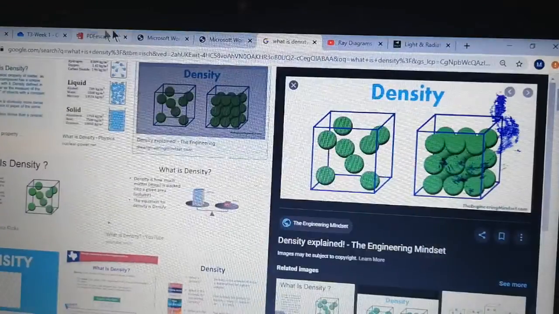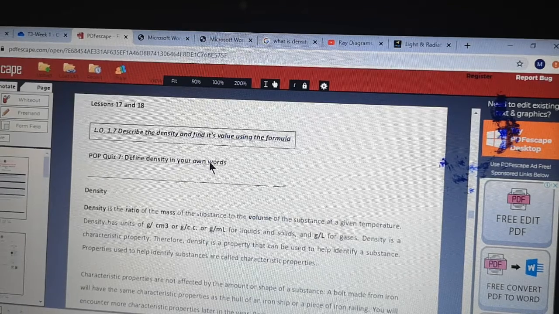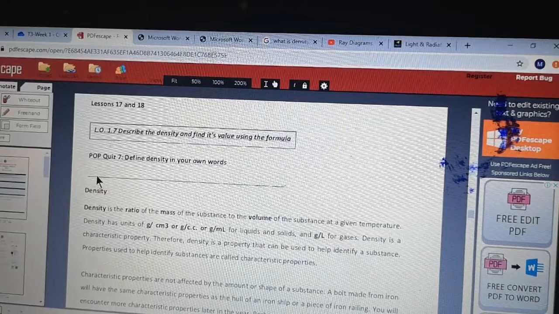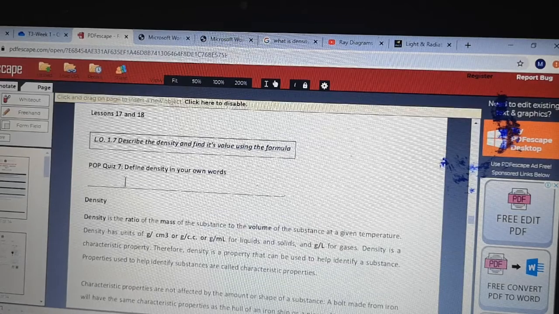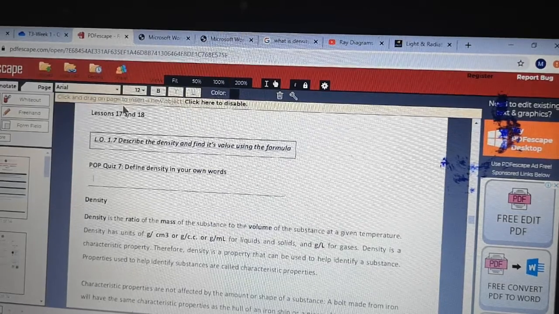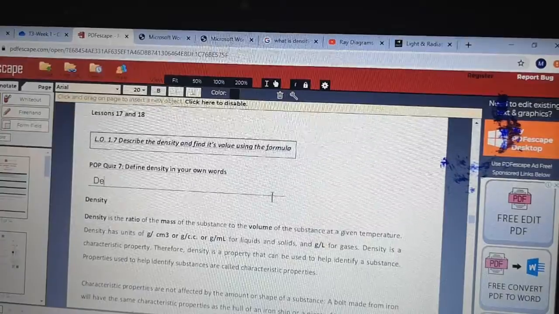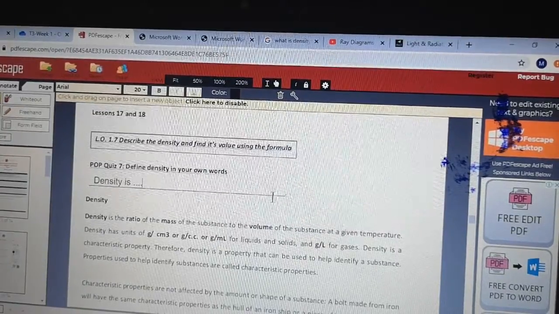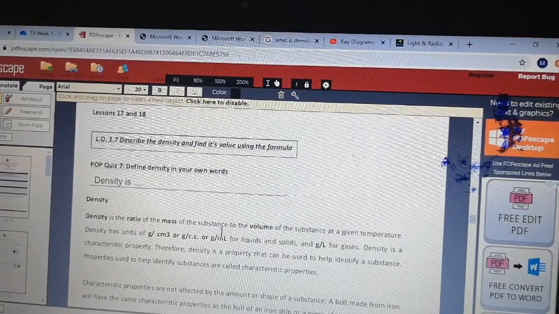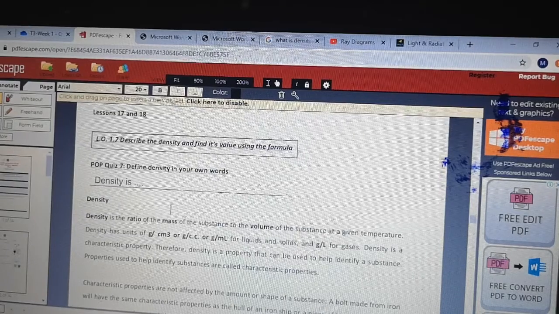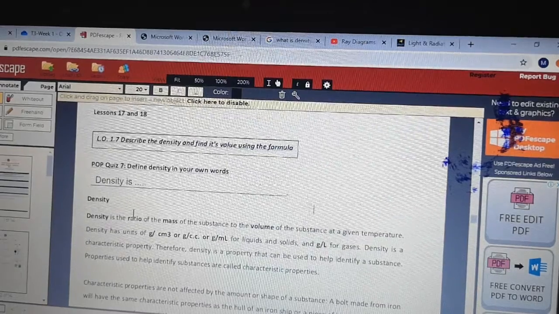Go back to the worksheet, so you can fill it in your own words. I can't do it for you. You can't just copy this either, because this is the workbook definition. So find your own version, think of your own way to say it. Think about the particles in a given space.